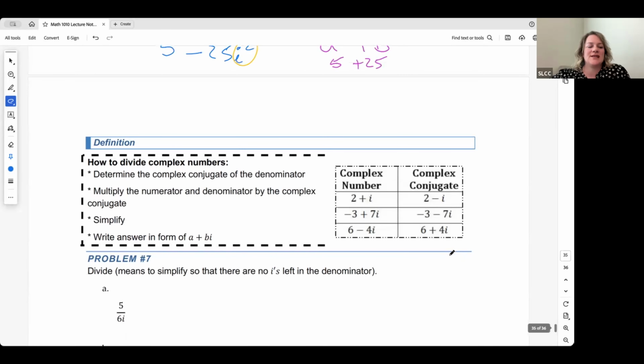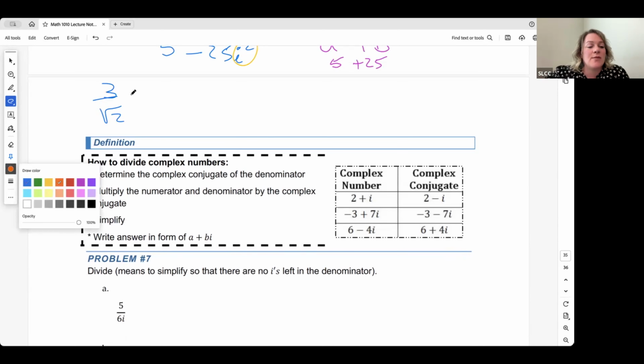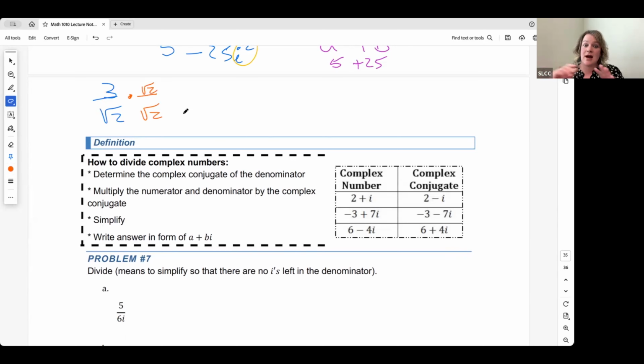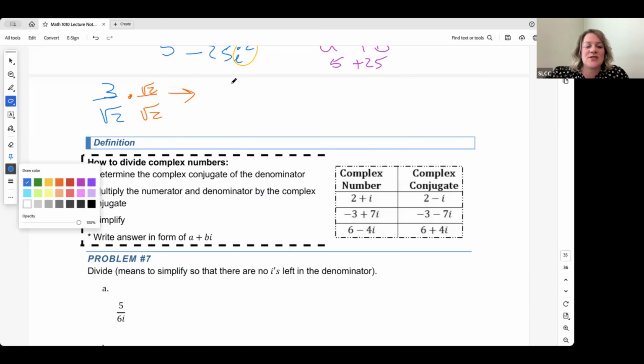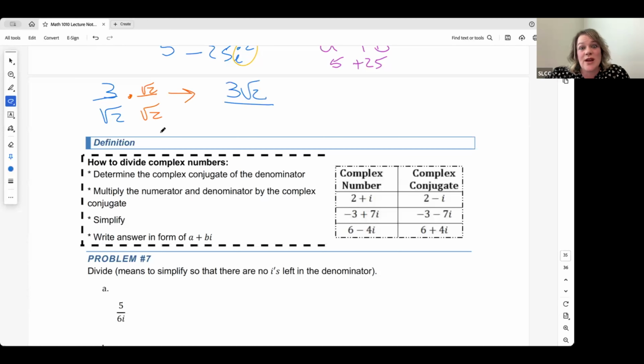Do you remember when we did this before, when I had 3 over the square root of 2? Remember that you multiplied by root 2 over root 2? Hey, I'm not doing anything wrong. I'm just multiplying by 1. Anything over itself is 1. So you multiply by root 2 over root 2 in order to rationalize the denominator. So this would become 3 root 2, and then in the denominator, root 2 times root 2 is root 2 squared, so it undoes each other. You just get 2.